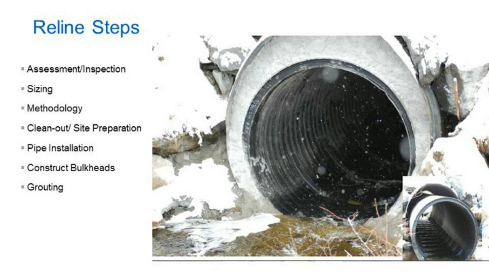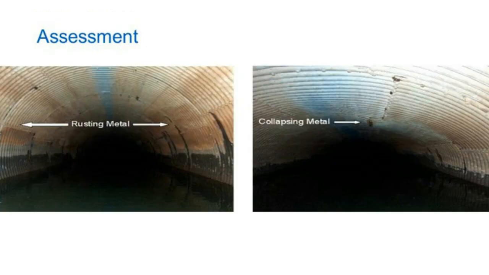During the assessment, there's a number of things to consider, such as, is the culvert a candidate for rehabilitation overall? What is the level of corrosion? Has it collapsed too much to reline? Are there other factors such as deflections, large bends, or any other restrictions in the host pipe that would prevent relining?